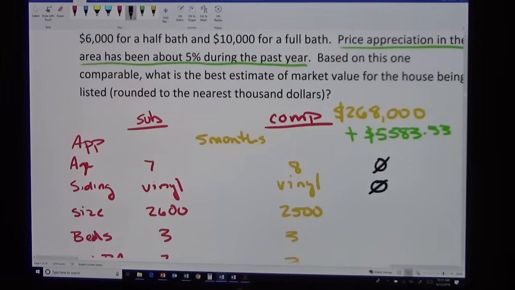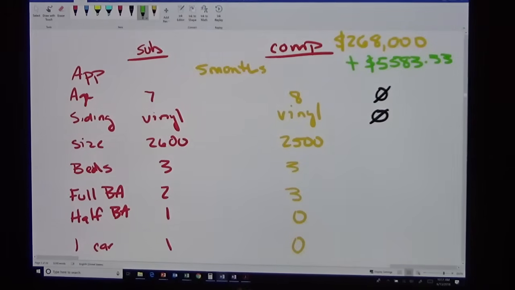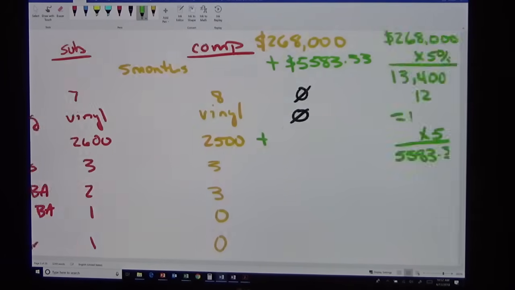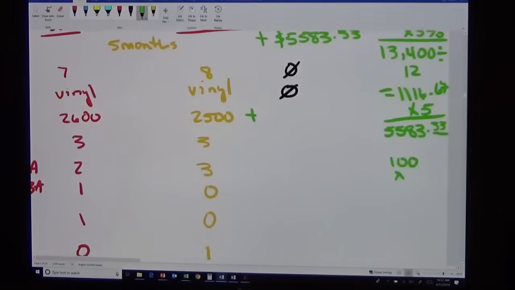Let me see if they gave me something to adjust with. And they did, because they tell me that current construction costs in the area, right here, for similar houses are $105 per square foot. So I do have the ability to make an adjustment for size. Now here's what I know. My subject property is 2,600 square feet. My comparable property is 2,500 square feet. That means the comparable is worse. So I need to bring the level of the comparable up. And it's going to be plus whatever 100 square feet is worth. So 100 times, and if I go back up, 105 per square foot.